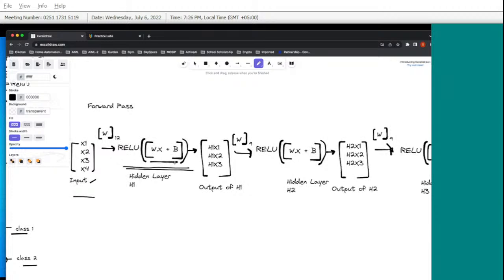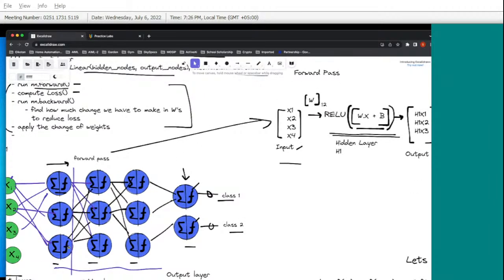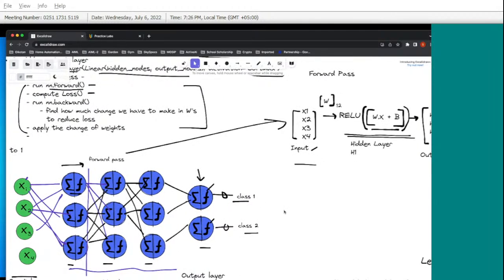Right. Now let's discuss what we said: my first layer has 3 neurons and my input layer has 4 neurons. So how many weights are we talking about?